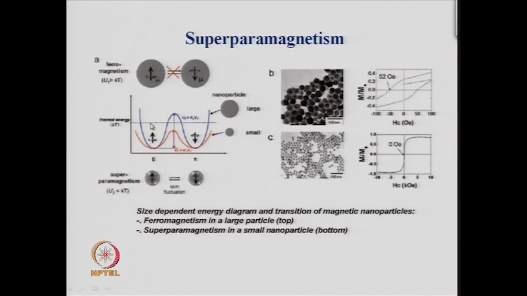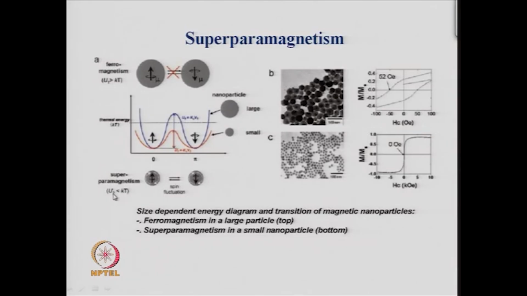Now, if at room temperature the thermal energy has a value of this nature, which is less than the value required by the large particle, but sufficiently more than the energy required to change the magnetic vector in a small particle, then you will automatically have this change in the spins. So, you can do this spin flipping at normal temperature, and you will have both possibilities in your system. And so, this spin fluctuation then leads to super paramagnetism.